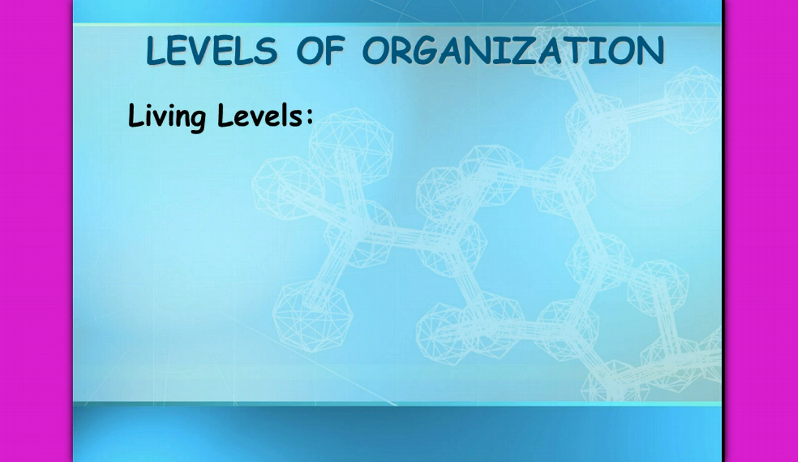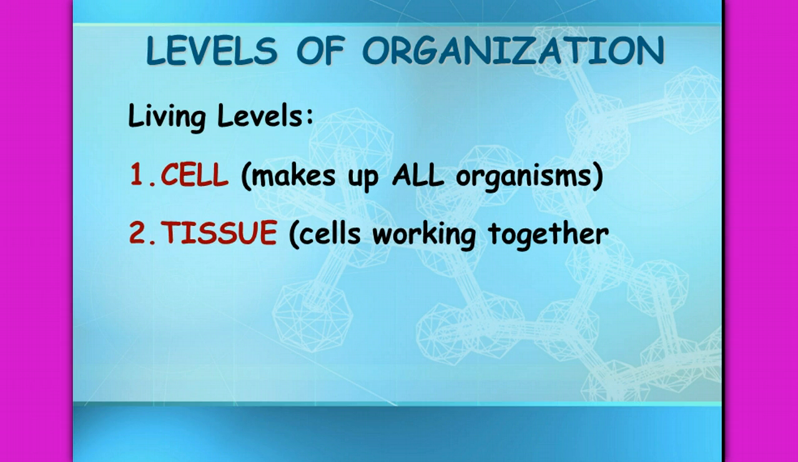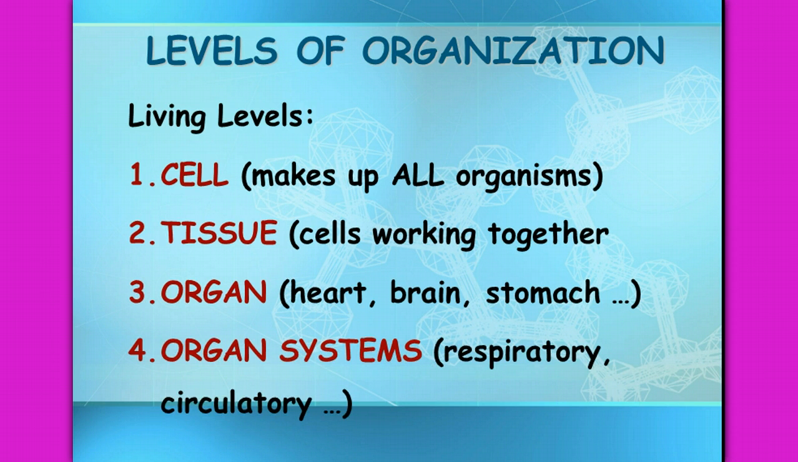When we look at the living levels, the cell is like the atom. It is the basic unit of all living things. It makes up all organisms. Tissues are groups of cells that work together, and then organs are groups of tissues that work together. When we put organs together, we get organ systems. And then once we have organ systems put together, that makes up a full organism. And I should explain that at that point, it's considered a multicellular organism.